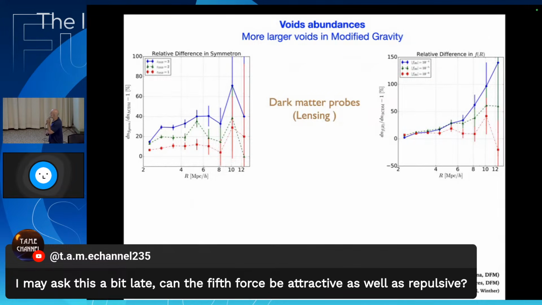Yeah. So the fifth force, since it's a scalar force in the case that I'm using, is always attractive. So there won't be repulsive effects. In order to have a repulsive force with a scalar field, usually you need a non-standard kinetic term or some negative mass, so that might lead to tachyonic effects. So usually in scalar tensor theories, we have attractive forces.